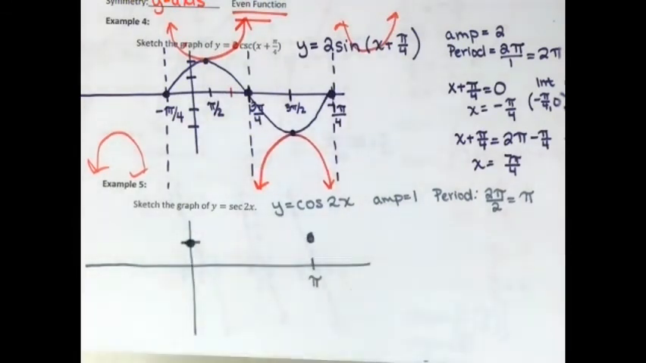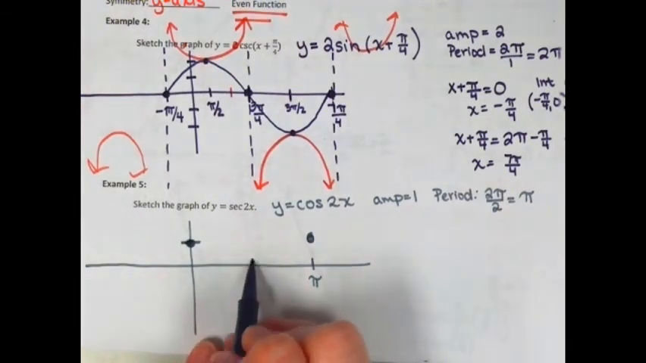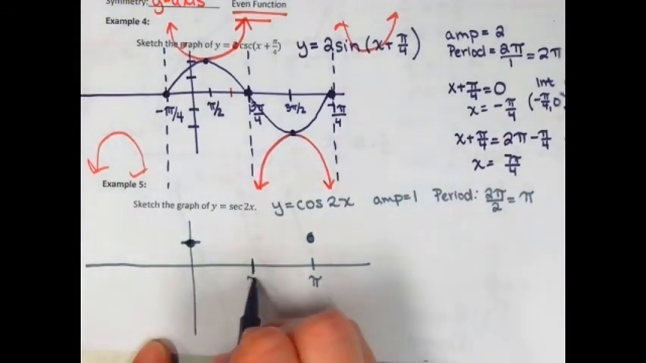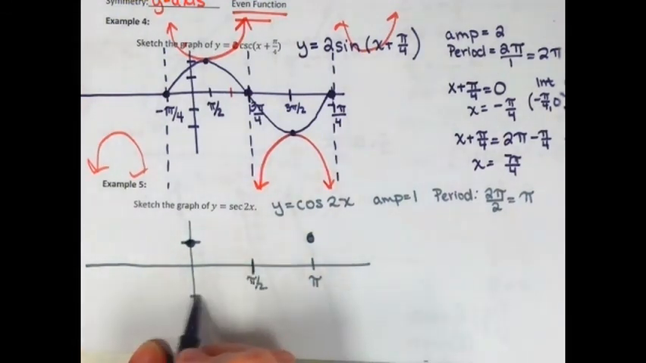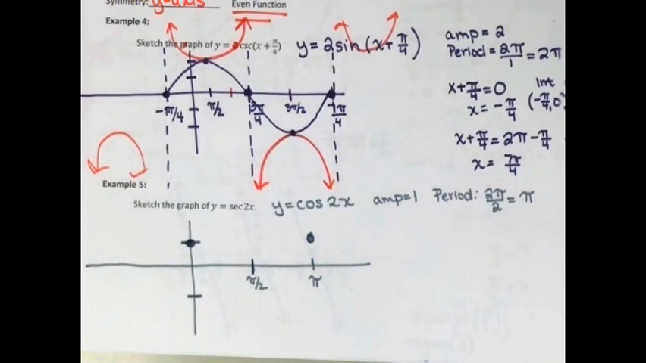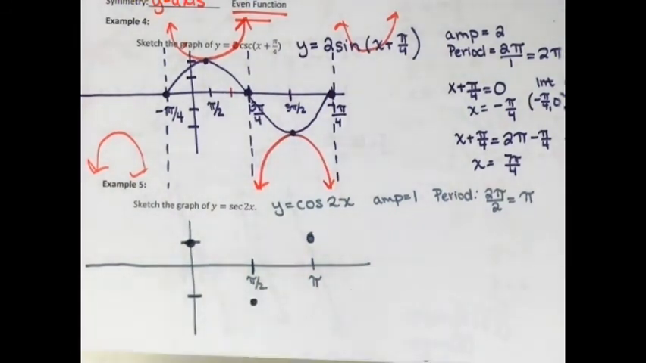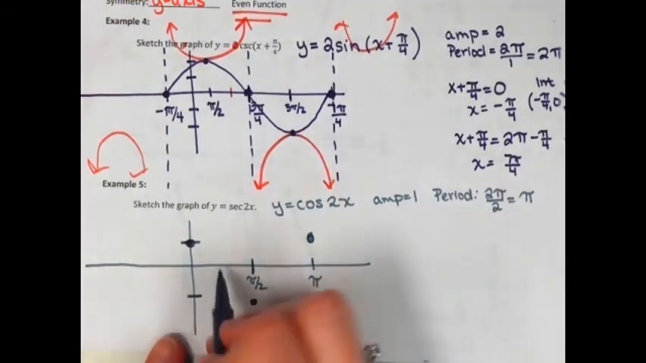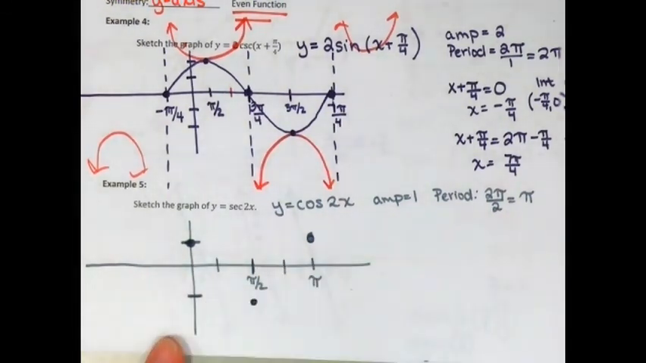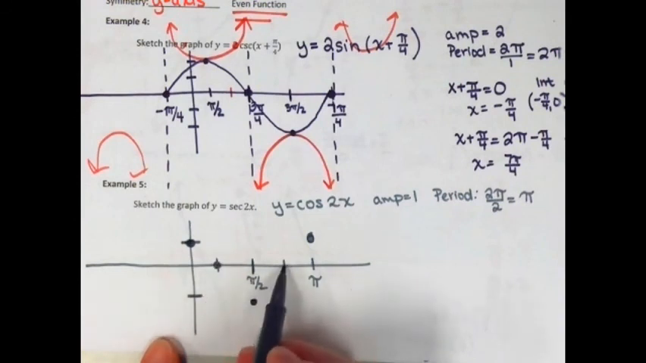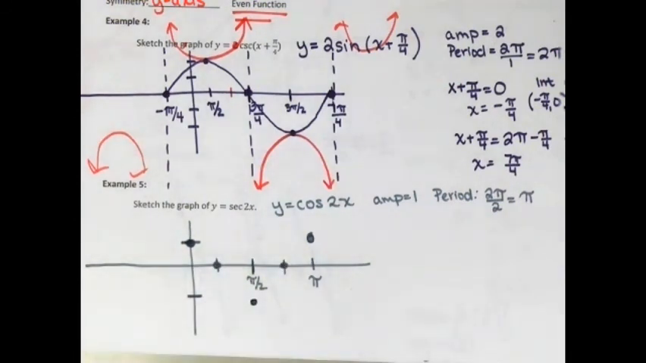Because remember, our cosine goes down and back up, correct? Okay. So then directly in the middle of that, where would that put me? Pi over 2. Would that give me a max or a min? It'd give me a min value, correct? You guys okay with that? Then in between each one of those give me my intercepts. You guys okay with that?